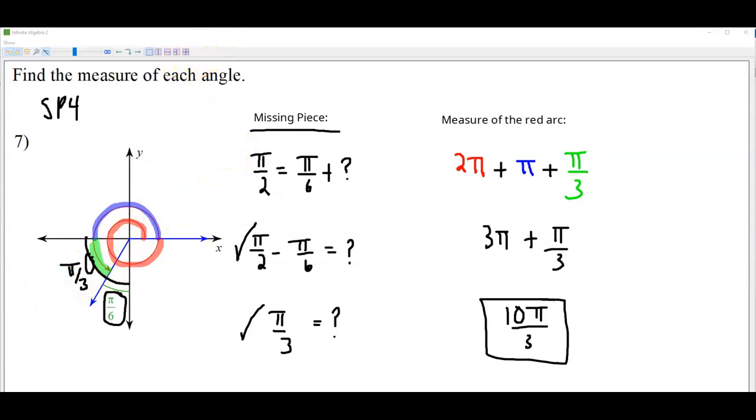Now that we have that, we're ready to go ahead and find the measure of the red arc. So this red portion here is a full circle, 2 pi.